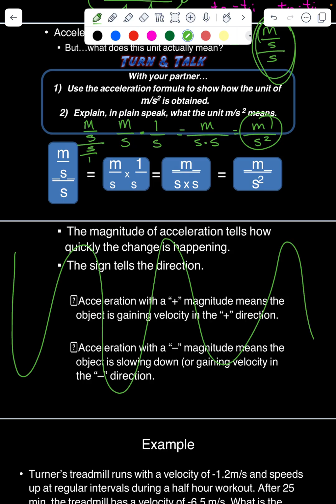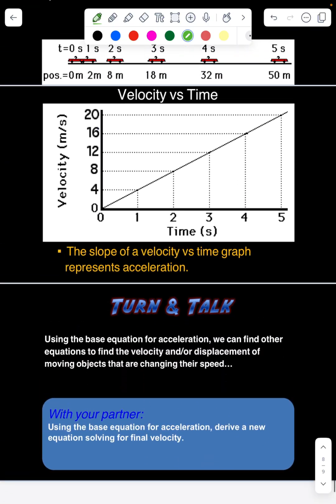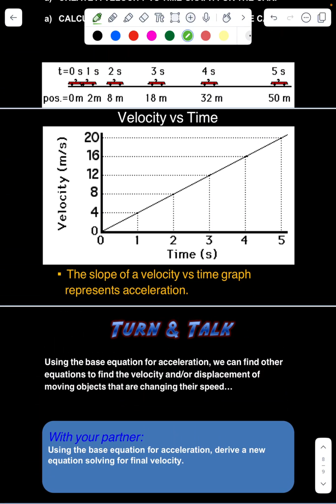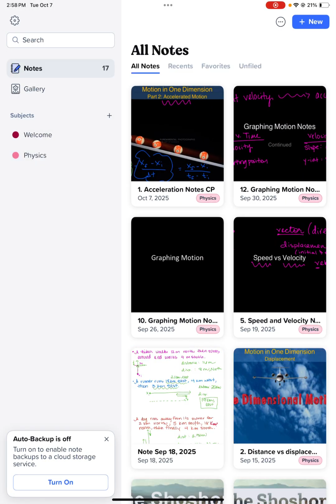Underneath this slide in your notes, I want you to, of course, it's not going to do it. All right, let's see if I can make a new note. New. Yay.